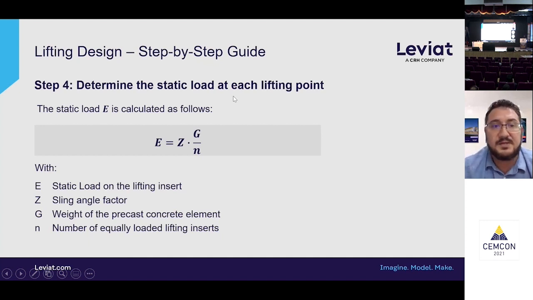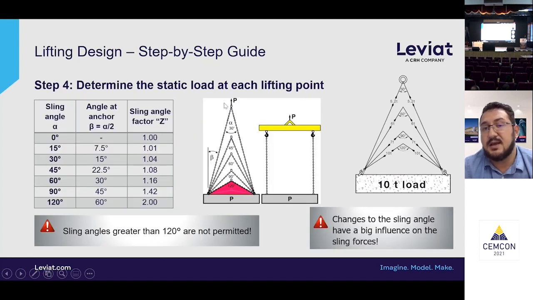So the first thing is for calculating the static load of the lifting point. This is simply dividing the weight of the element per anchor and taking into consideration the sling factor. Depending on the angle of the chains, you do have load amplification, and that needs to be taken into consideration because it can increase the load by up to double just due to the angle of the connection.